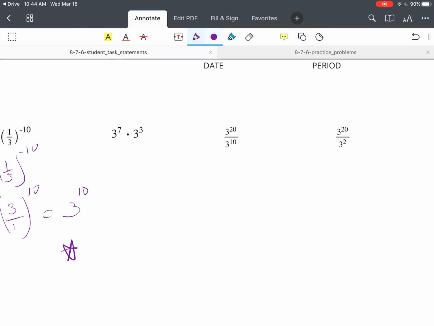3 to the 7th times 3 to the 3rd. What do we do with the exponents? We add them. So 3 to the 7 plus 3 is 3 to the 10th. 3 to the 20th over 3 to the 10th. We're dividing the exponents, so what do we do? We subtract them. Yes. So 3 to the 20th minus 10. That's 3 to the 10th.